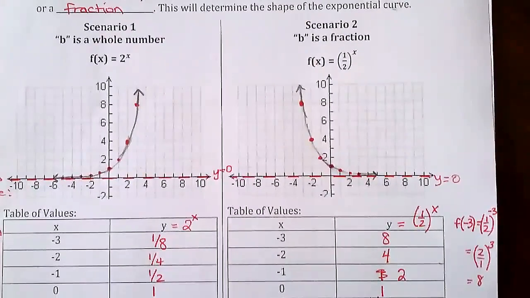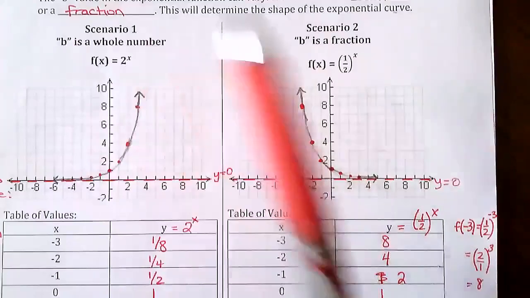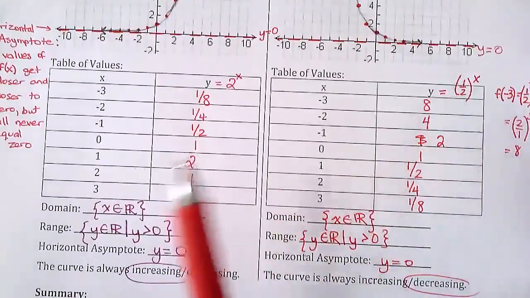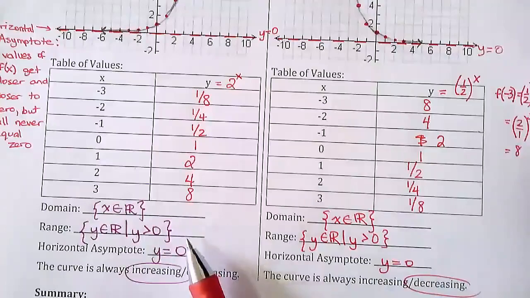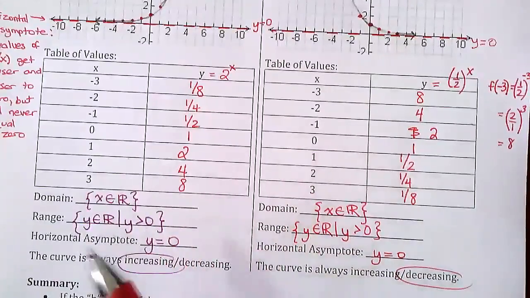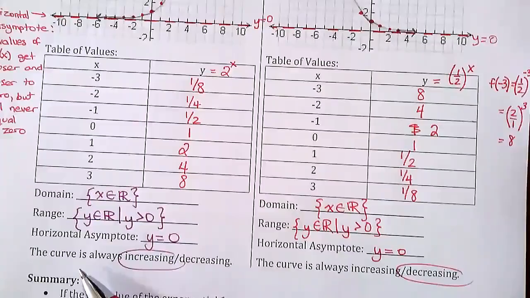So if I compare exponential functions where b is a whole number with exponential functions where b is a fraction, we can see that their domains are the same. X is real numbers. Their ranges are the same. Y belongs to the real numbers and y is greater than 0. In this particular case, the horizontal asymptotes were the same. They can change as we do transformations.